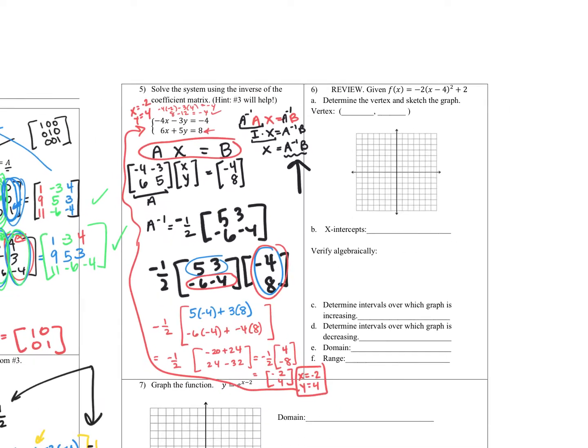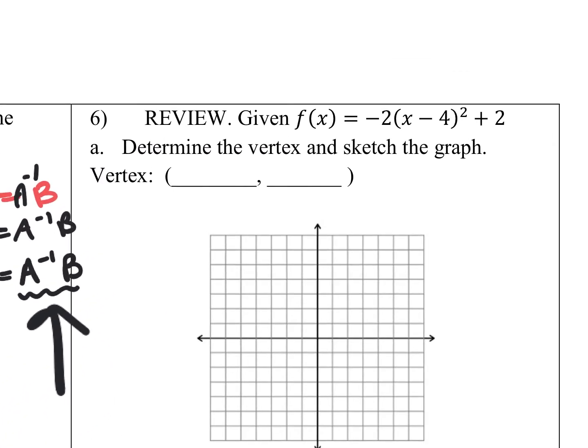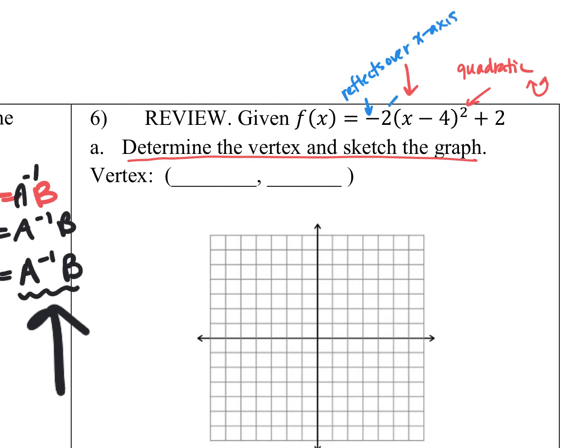All right, 6 and 7 are review questions. So let's see. Number 6 here, it wants us to determine the vertex and sketch the graph for this function. It has a power 2 on it, so I know that it's a quadratic, which quadratics look like that U shape, but there's some transformations that are happening. The negative here reflects over the x-axis because it's making all our outputs become opposite signs. We have a vertical stretch by 2.